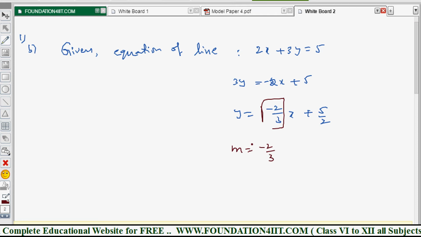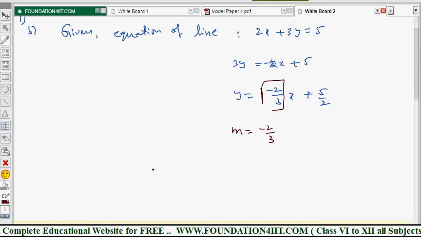Since the required line is also parallel to the same line, the slope of the required line is the same. Therefore the slope of the required line, what you need to find out, is also minus 2 by 3. So you got the slope now. Now the y-intercept of the line is given.